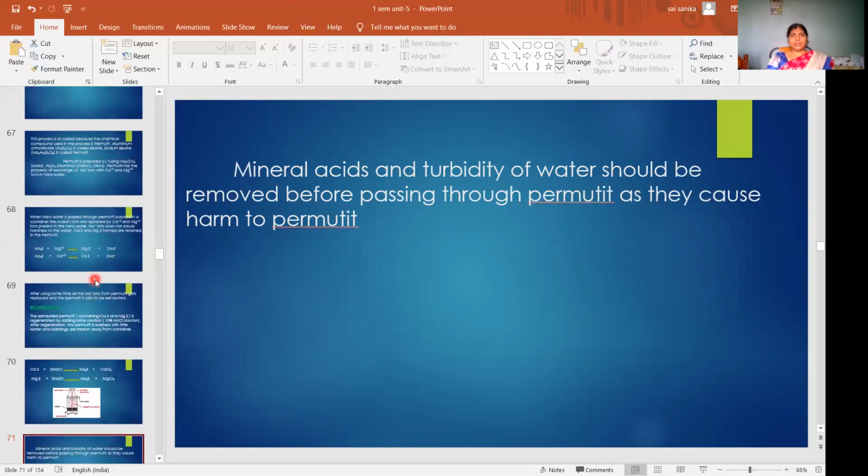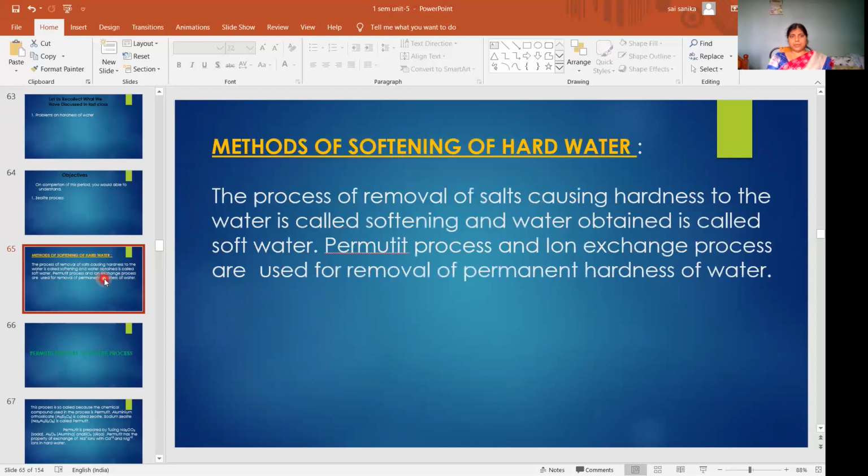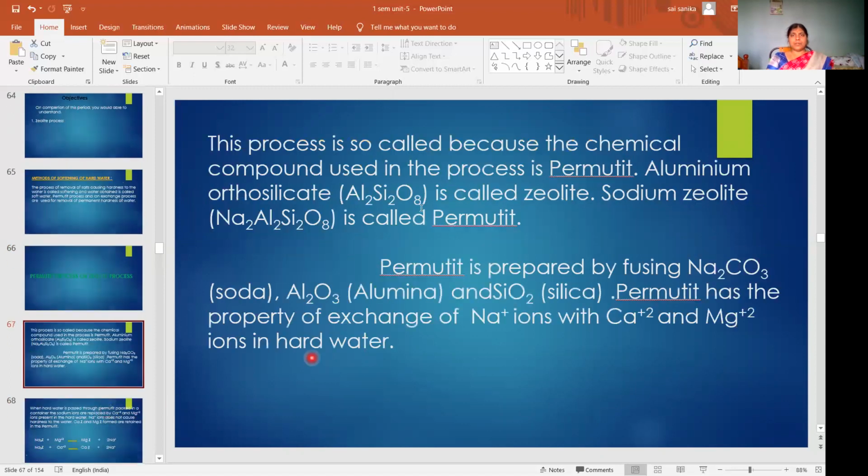Okay, today we discussed the zeolite process. This is one of the methods of softening of water, to remove the permanent hardness of water. So why is this process called the permutit or zeolite process? Because the chemical used here is called permutit or zeolite. That's why this process is called the permutit process or zeolite process.